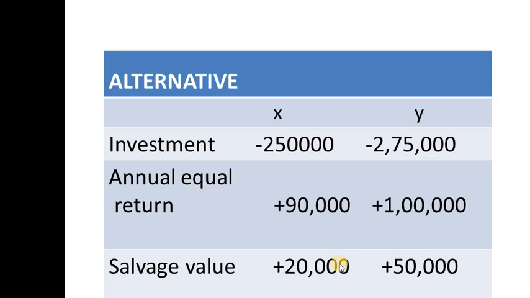So formula 2 I have to use. For the investment I should use formula 3. For the annual equal return, no need to use any formula because A only they have given. For the salvage value, every month I need to pay so that I'll get 20,000, so formula 2 I have to use.